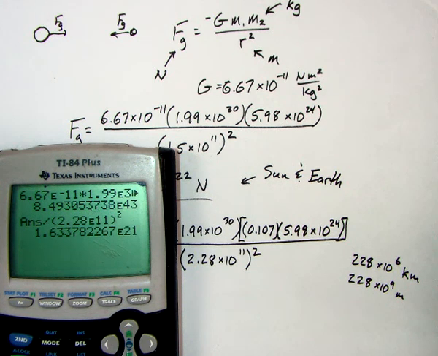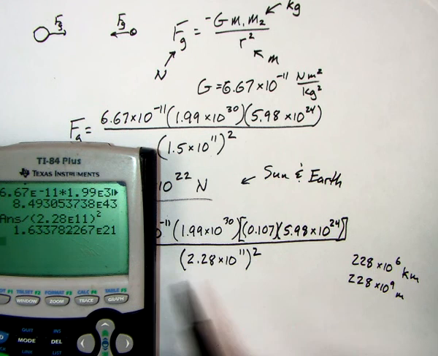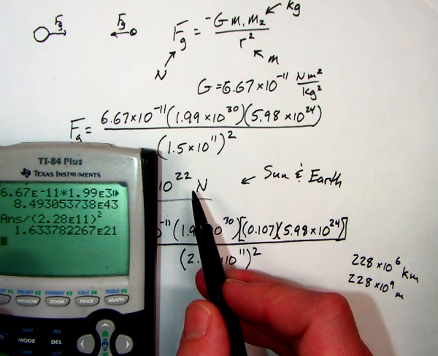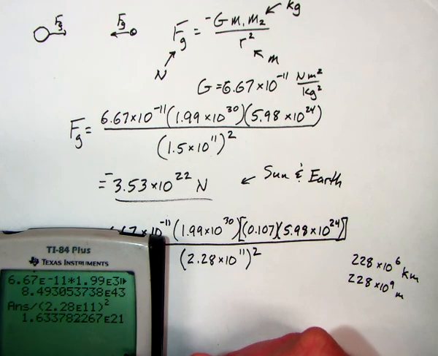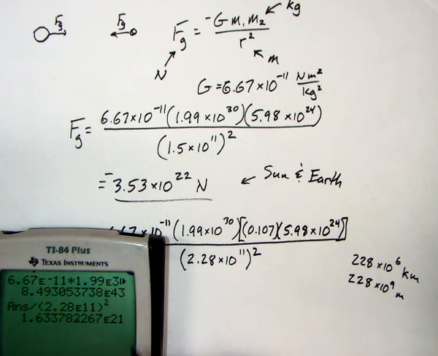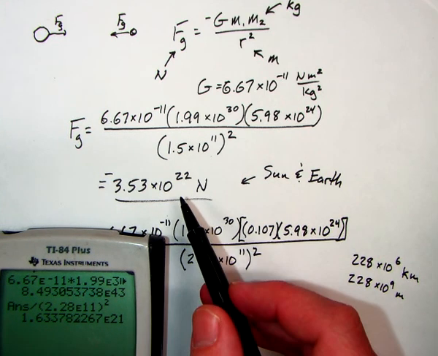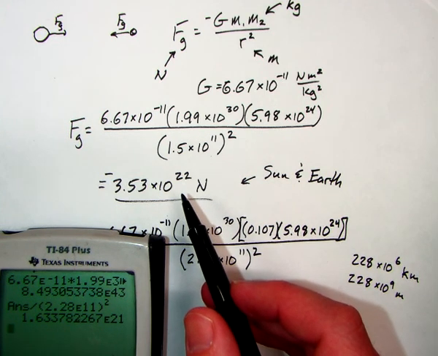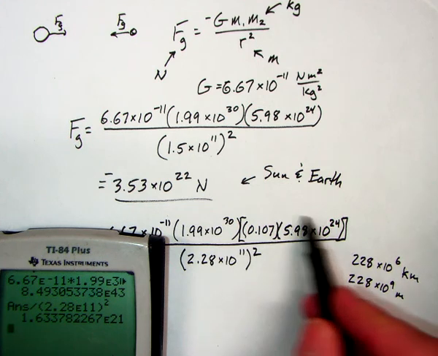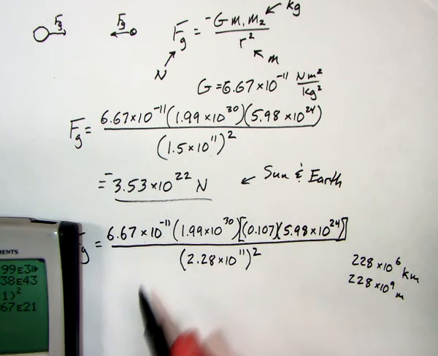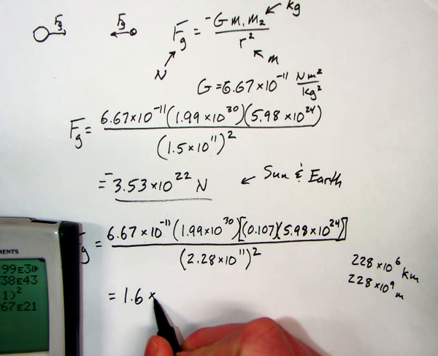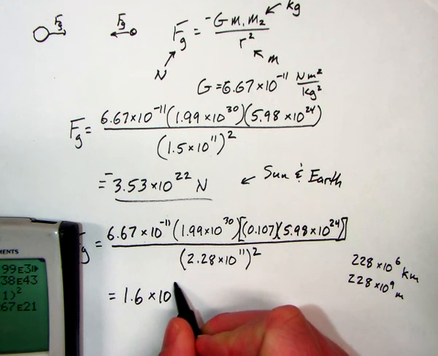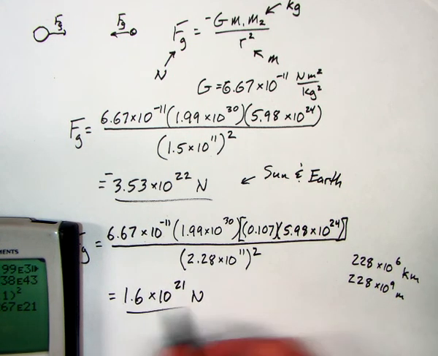And I get a force, not surprisingly, that is similar to the force between the Sun and the Earth, but it is smaller by a little more than 1 order of magnitude. Why is it smaller? Because Mars is farther away from the Sun, and Mars is less massive than the Earth. So my answer here, 1.6 times 10 to the 21st power, once again in newtons.